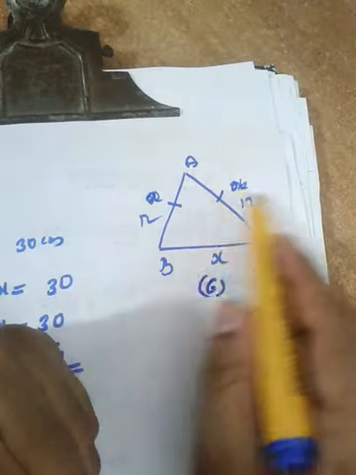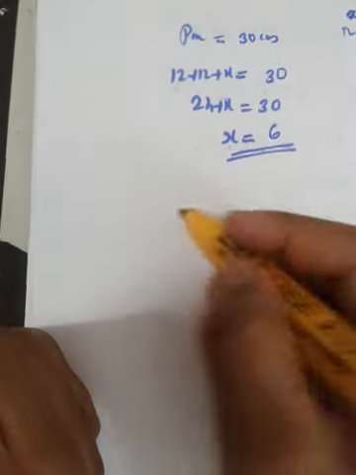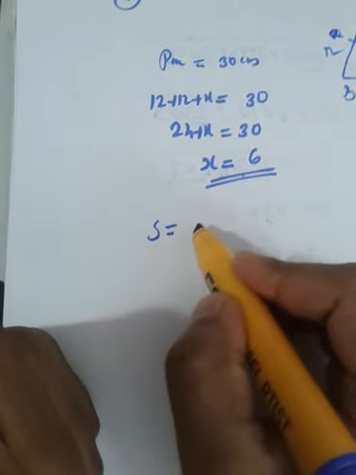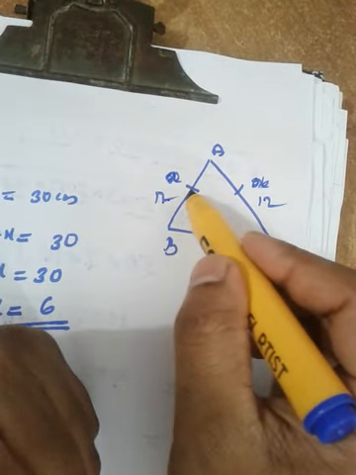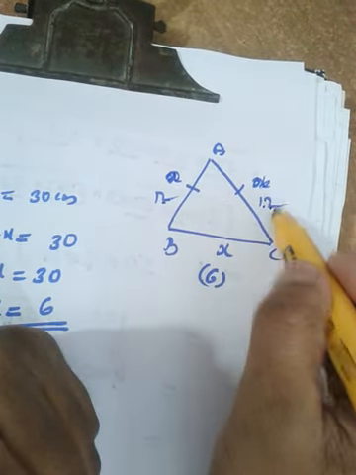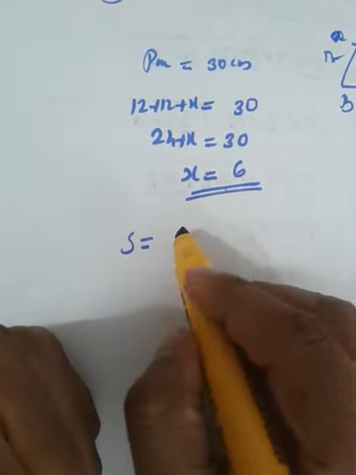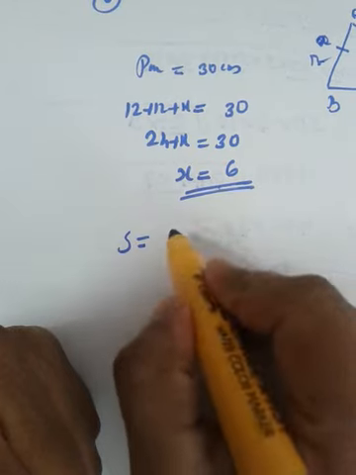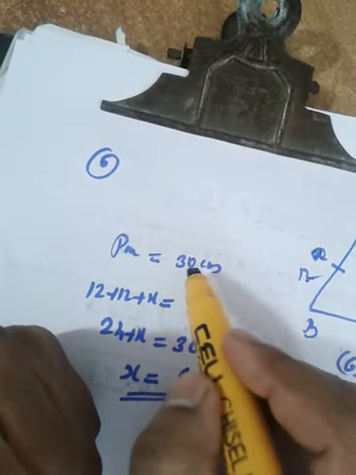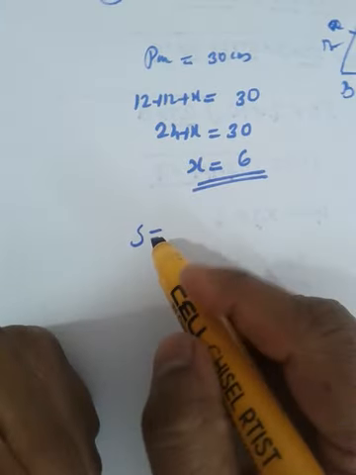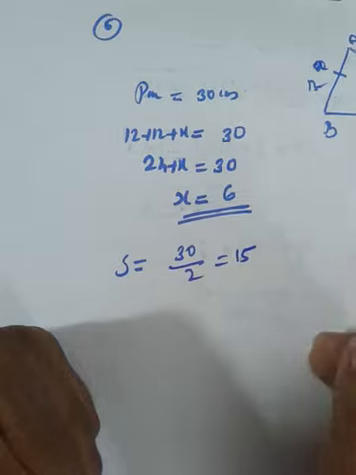Now we have all the three sides with us. Now it's the time to use Heron's formula. In order to apply Heron's formula, we are supposed to find out the value of s first. 12 plus 12 is 24, 24 plus 6 is 30. Otherwise, we can depend upon the perimeter also. The perimeter is given as 30. s stands for semi perimeter, half of the perimeter. So 30 by 2 is 15. So we got the value of s as 15.